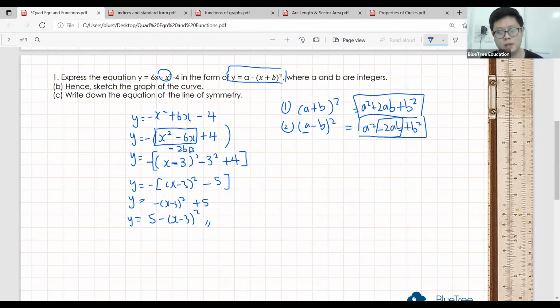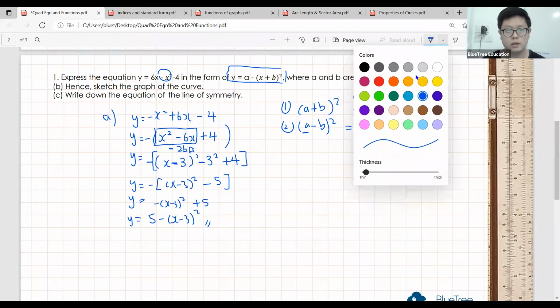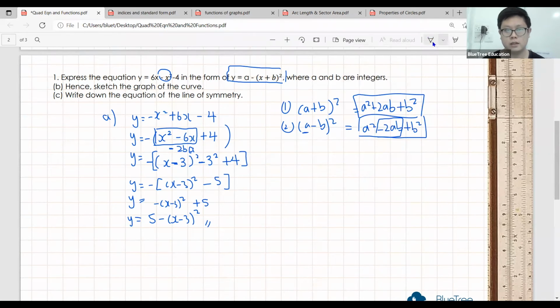So both of these numbers a and b are integers, which basically fulfills the condition of what the question wants. Then after that, this is not done yet. We have to sketch the curve, right?